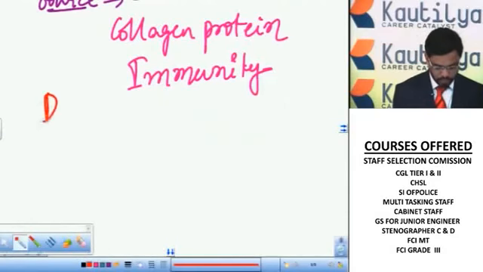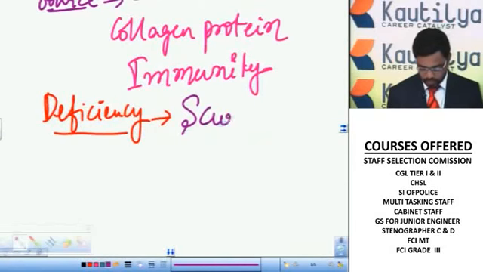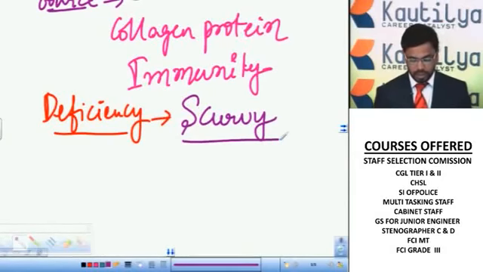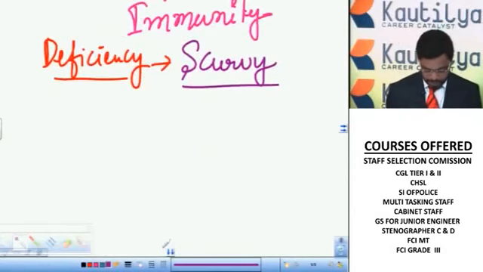Deficiency. So deficiency of vitamin C causes scurvy, in which the immunity decreases, the bleeding occurs from the gums and loosening of the teeth. So these are the main symptoms of scurvy, and the wound healing delays.